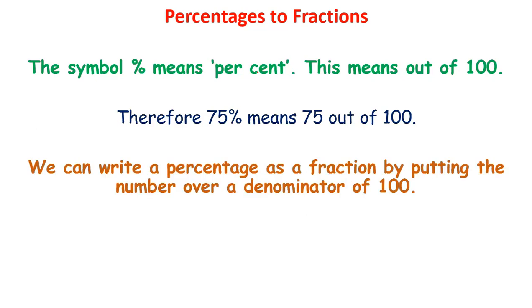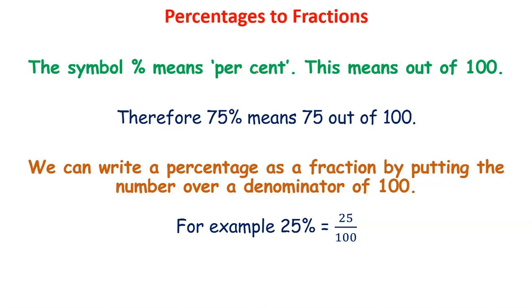We can write a percentage as a fraction by putting the number over a denominator of 100. So I'll just show you what that looks like. For example, 25% can be written as a fraction as 25 over 100. But if you recall from our last topic of fractions, when we work with fractions, we should always simplify our fractions into their most simplest form.